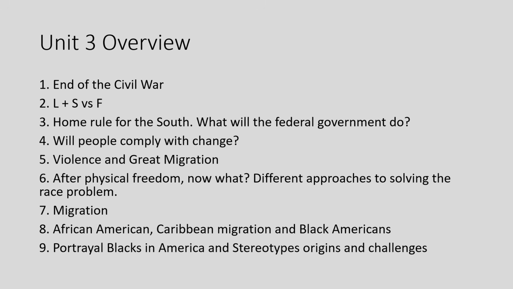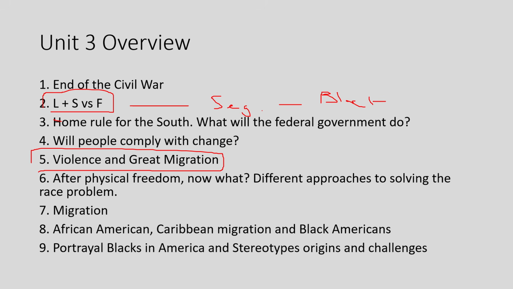Here we are looking at the Unit 3 overview, which basically starts with the end of the Civil War and how the local, state, and federal governments dealt with the end of the Civil War and eventually transitioned to segregation through a series of laws known as the Black Codes, which should not be confused with the slave codes. The violence that is going to ensue eventually leads to the Great Migration, as well as the migration from the Caribbean, that is going to change the situation for black Americans.